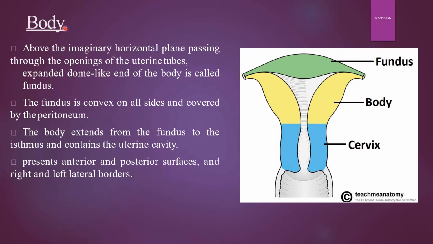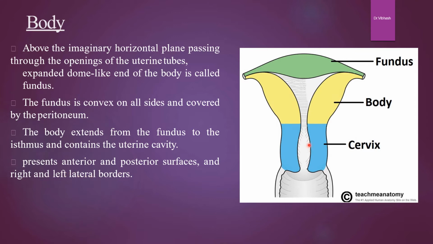Further about the body of uterus. Above the imaginary horizontal line passing through the openings of uterine tube, the expanded dome-like end of the body is called fundus. The fundus is convex and covered by peritoneum. The body of uterus extends from the fundus to the isthmus and it contains the uterine cavity. It has anterior and posterior surfaces and right and left lateral borders.